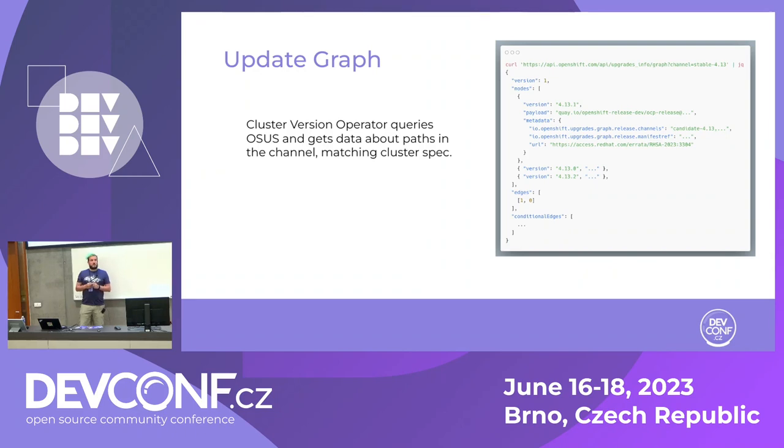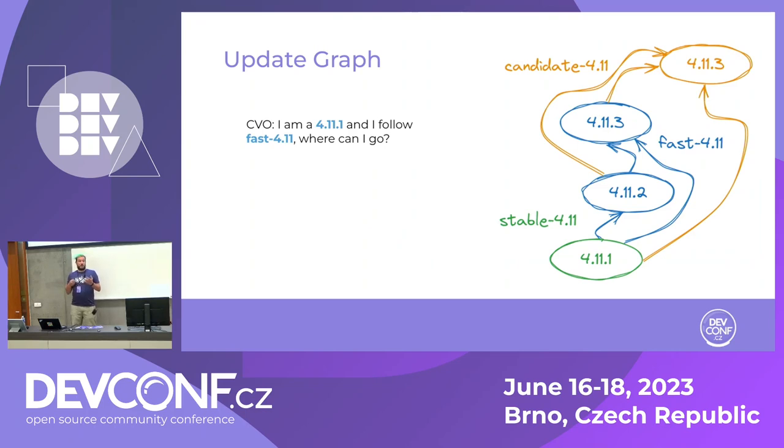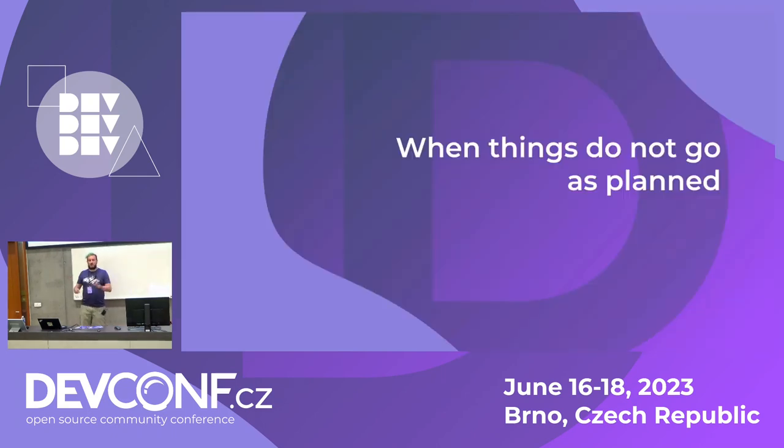So that's how the whole thing works. CVO queries OSIS and asks about the data in the graph for the specification of the cluster. It's really simple. CVO asks, hey, I'm the 4.11.1 cluster, and I follow the fast-4.11 channel. Where can I go? And in this case the response would be, you can go to 4.11.2 or 4.11.3. Wow, there's a mistake on the slides, the orange bubble should say .4, obviously, so as not to be confusing. If it follows fast-4.11, it can't go to 4.11.4 because it's still only on the candidate channel. So that's upgrades 101.